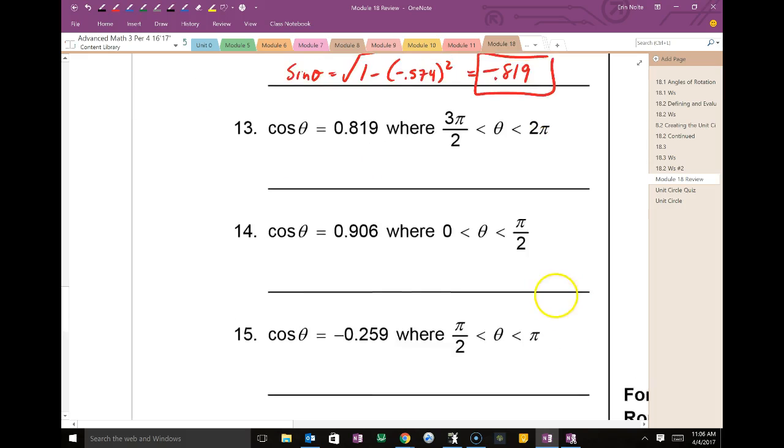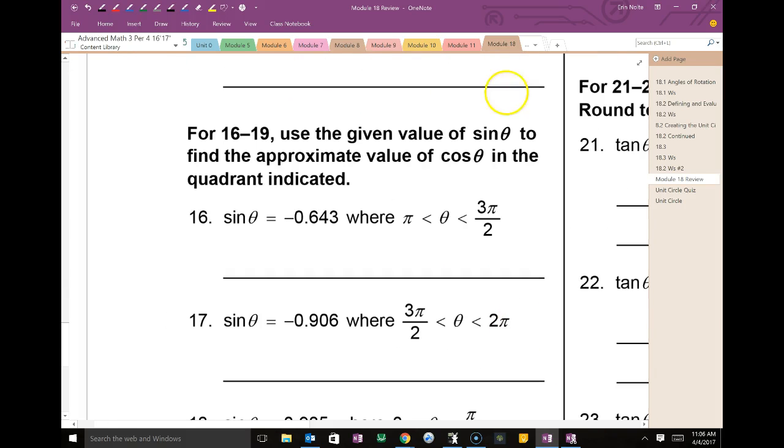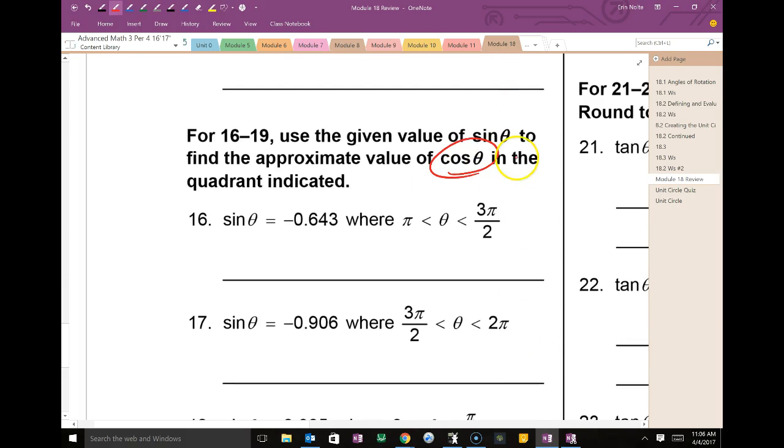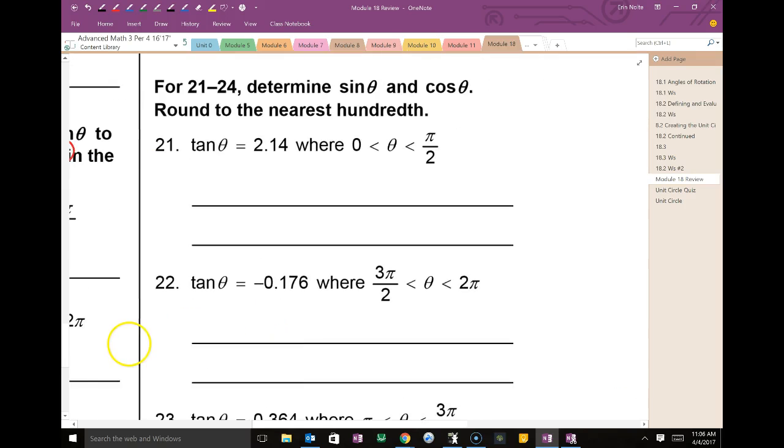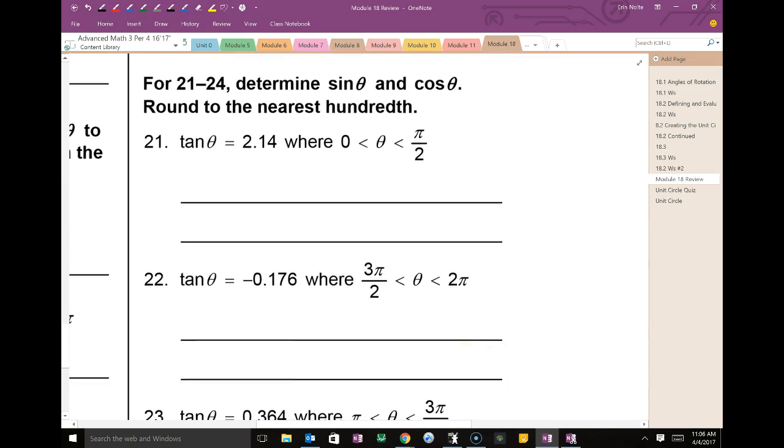Do I need to do an example with the cosine, working the other way? It's exactly the same thing. Okay, what about tangent? Do I need to do one of these? It's the same thing. Should we do one?